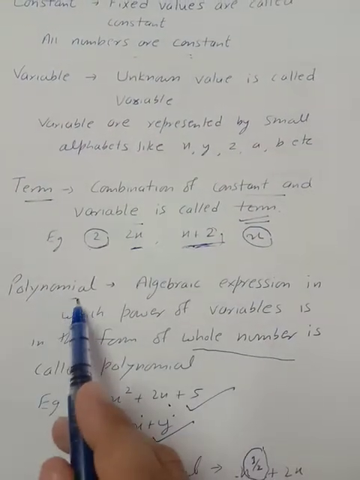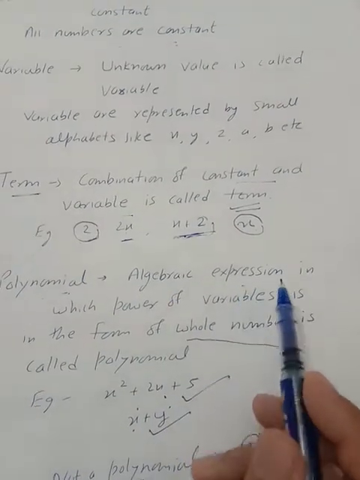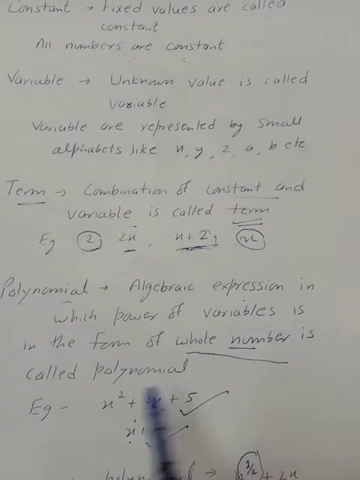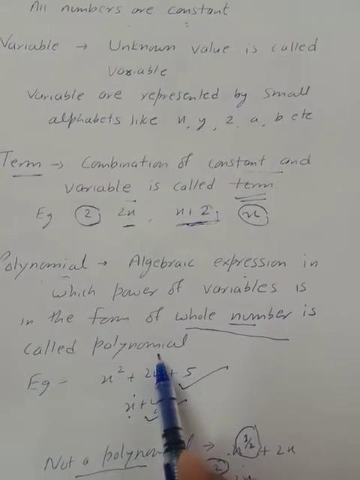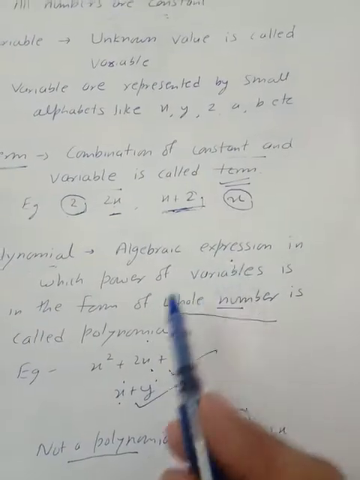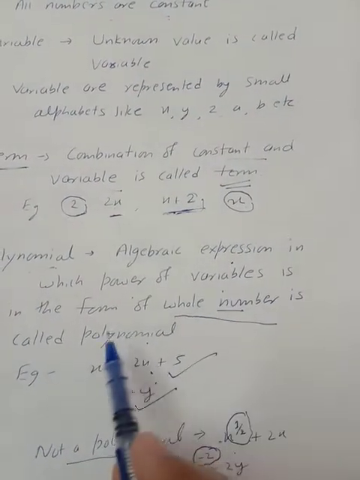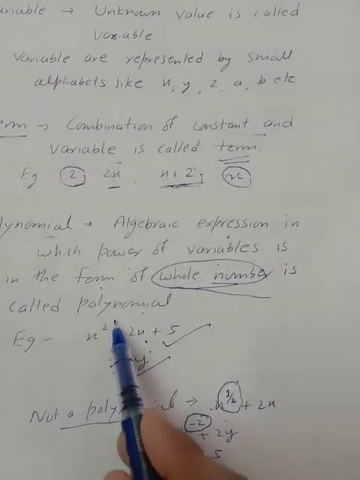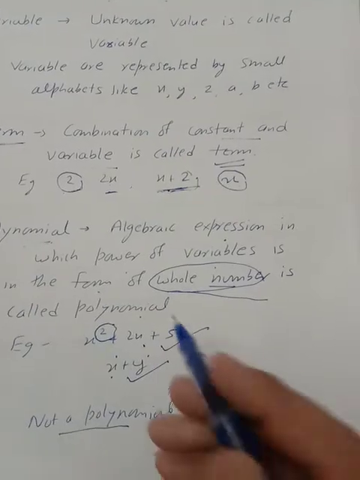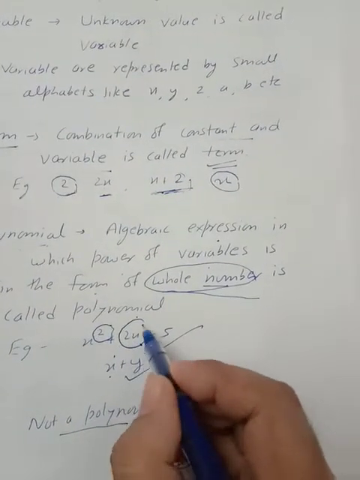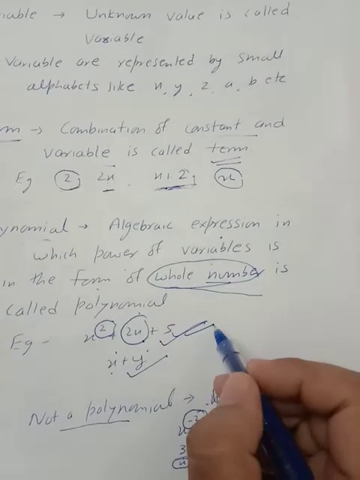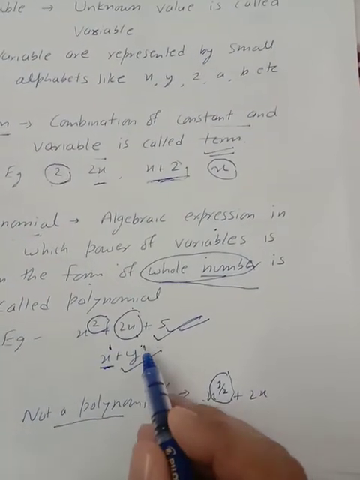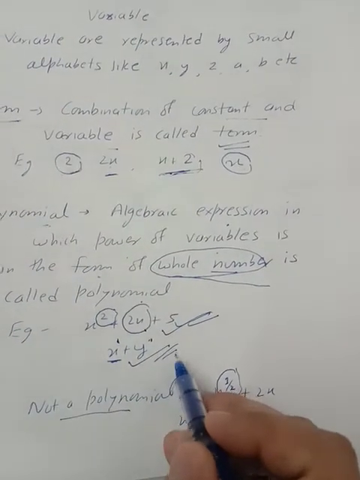Next we have the polynomial. An algebraic expression in which the power of variables is in the form of whole numbers is called a polynomial. So if we take the example here, the power of the variable is 2, a whole number. Here the power is 1, again a whole number. So that's why this is a polynomial. Same here also, here the power of variable is 1, here the power of variable is 1. So again it is a polynomial.